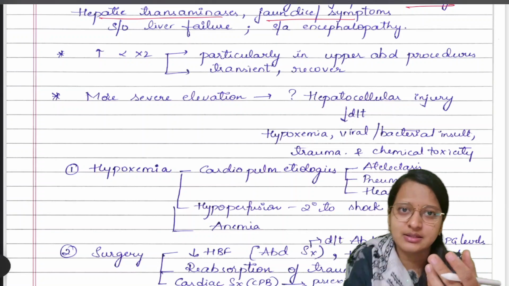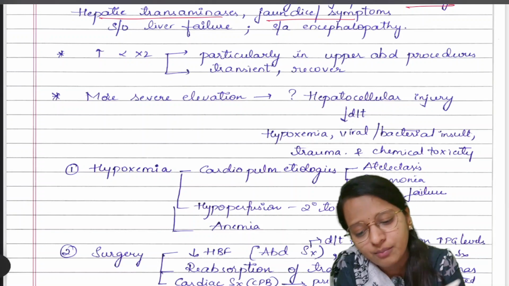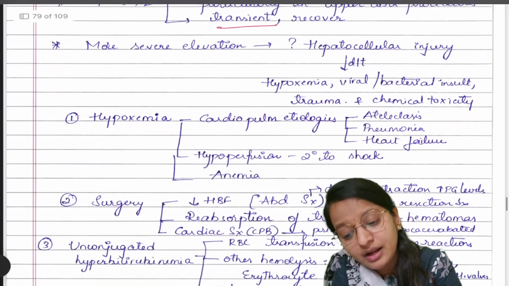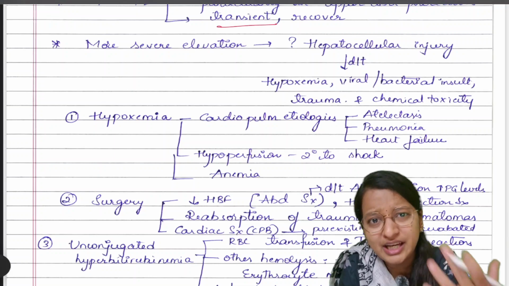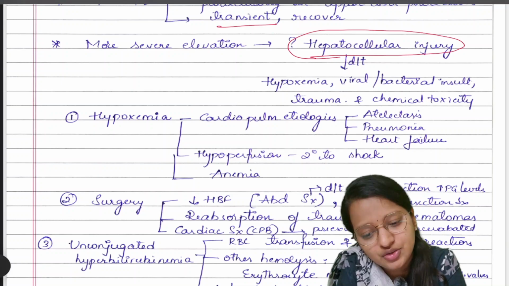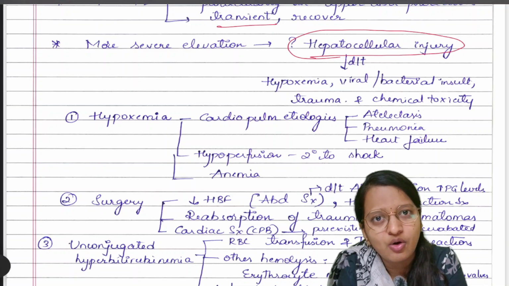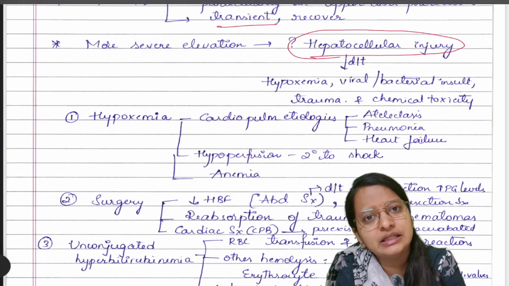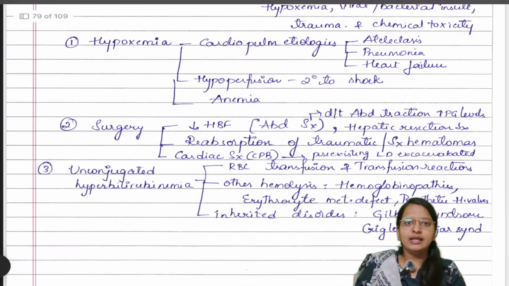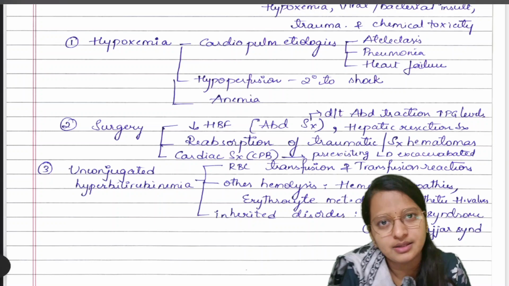If the increase of these liver enzymes is less than 2 times normal, it may be transient and might recover. But a more severe increase of these enzymes should caution for hepatocellular injury. That might be due to hypoxemia or trauma, surgical causes, or any bacterial insult, any sepsis and all. So, post-op liver dysfunction, that is the liver is not functioning now. What might be the reason?